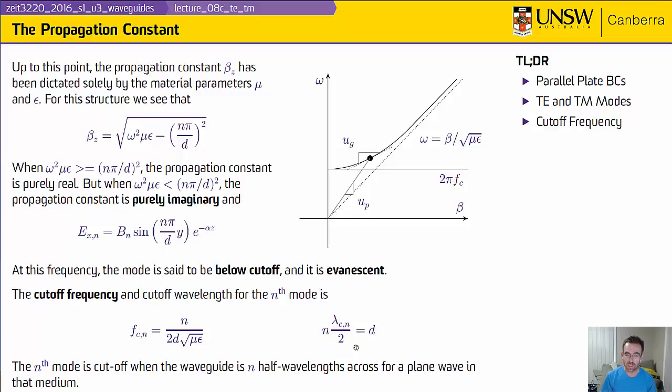So the first mode becomes cut off when the free space wavelength is more than half a wavelength. I keep reducing my frequency until the wavelength gets too long. The n equals 2 mode, that's cut off until I increase my frequency to the point where I can fit a full wavelength inside the parallel plates, and so on and so forth.